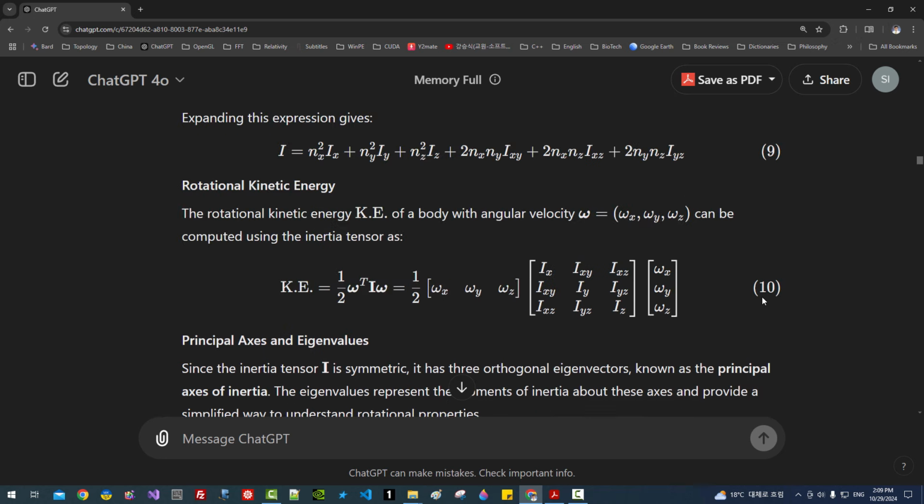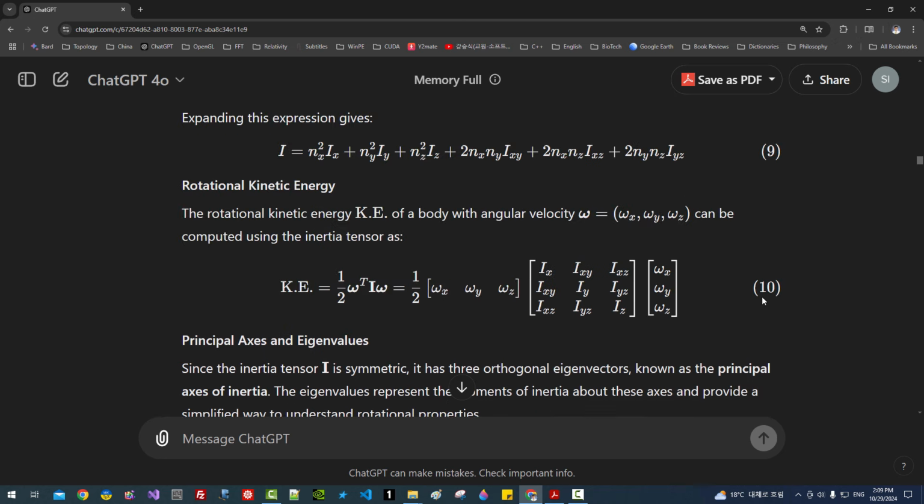Introducing the velocity vector. For motion in three-dimensional space, we need to use the velocity vector instead of just the scalar speed v. Let v equal the column vector Vx, Vy, Vz, where Vx, Vy, and Vz are the components of the velocity along the x, y, and z axes. Tensor form of kinetic energy using the mass tensor.